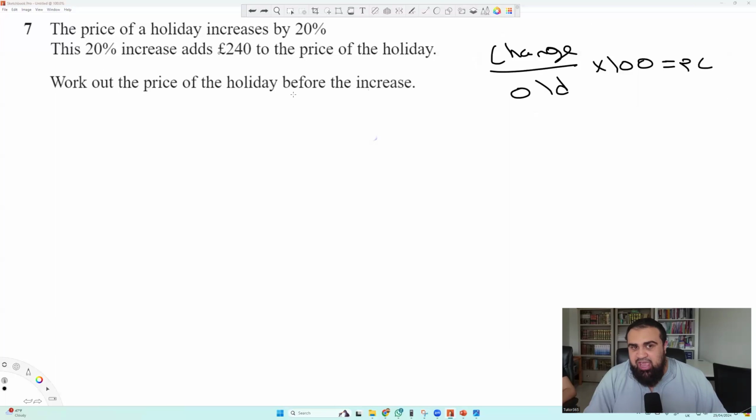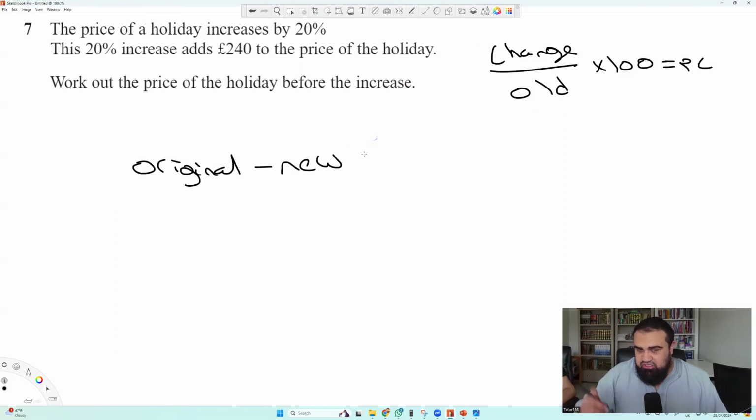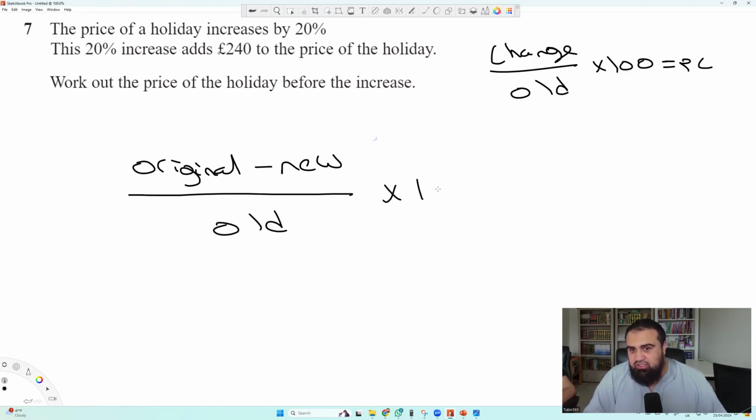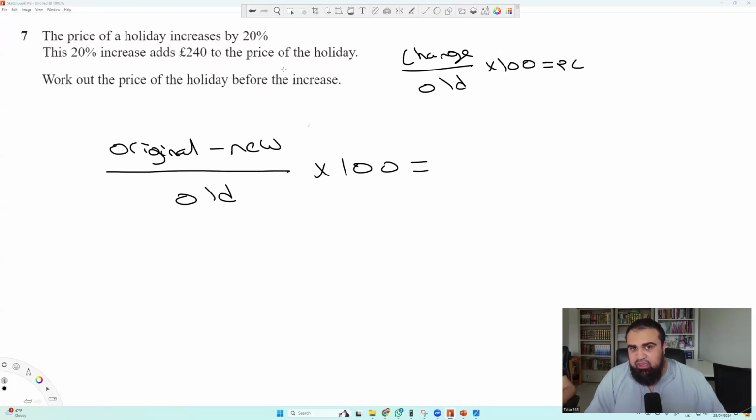So the formula is the change. Usually you get the original, take away the new price, whichever way round. You just need a positive number there, right? Then you divide that by the original times 100, and that gives us our percentage change, which in this case is 20%. So what I'm going to try to do is slowly fill in the values.